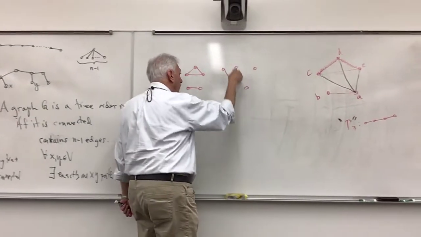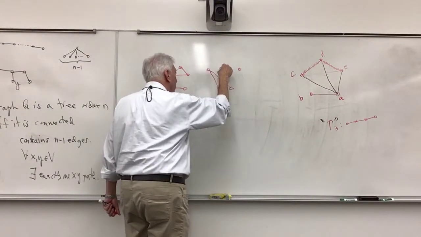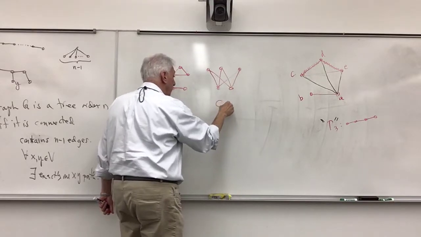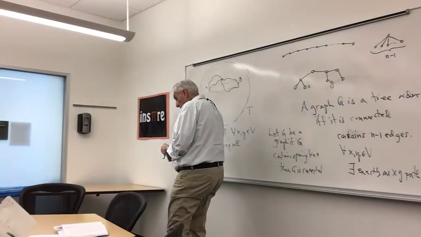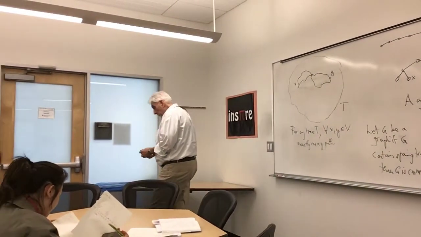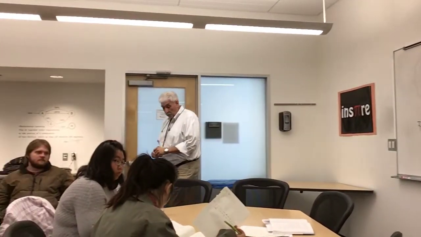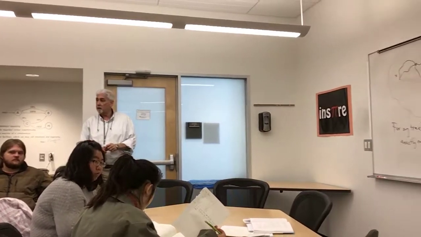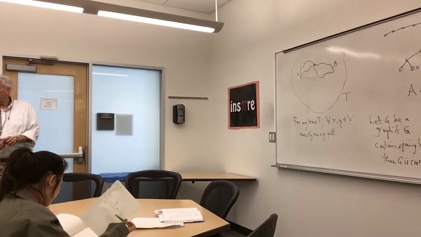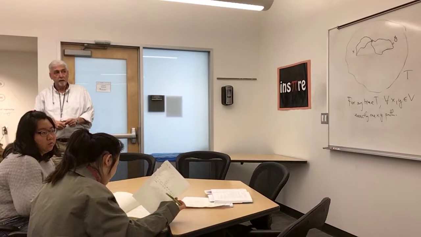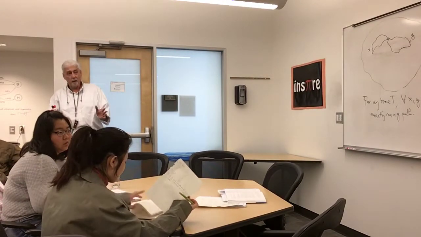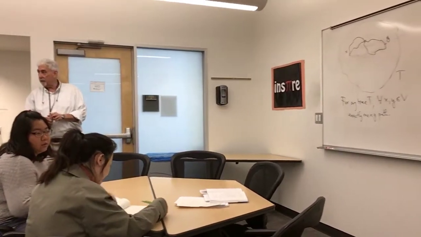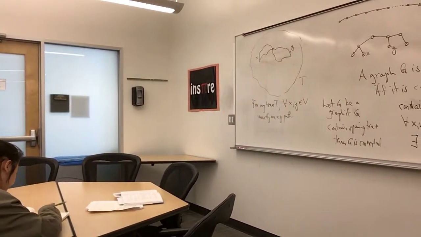Okay. So is there a C3? Someone say there's no C3. No. There's a C4. By the way, there's no C5. There is a C4, but there's no C3. And although they call it C3, really C3 is a K3.